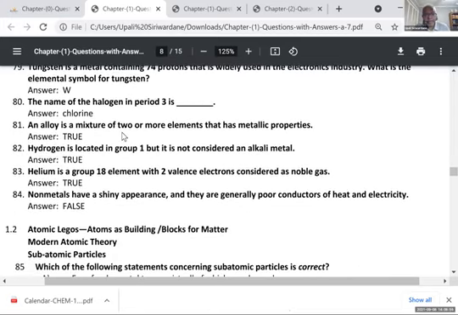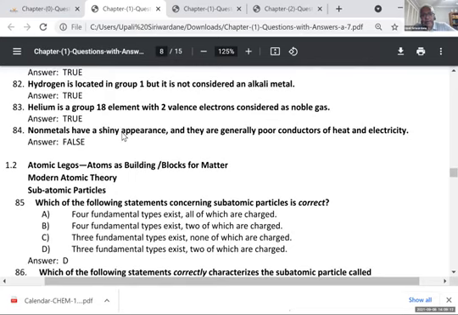An alloy is a mixture of 2 or more elements that have metallic properties. That's correct. Helium is in group 18 with 2 electrons in the valence shell, but it's still considered a noble gas. Helium is the only noble gas which has 2 electrons.